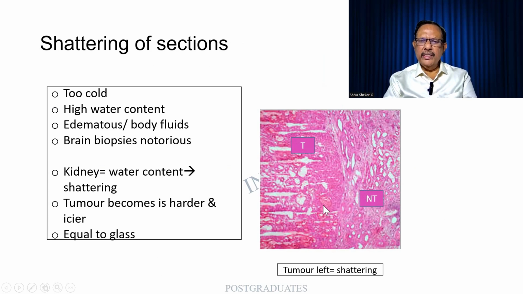Shattering of the sections. That is exactly what is happening over here. On this side, I am not able to see the details. Here, the renal tubule, etc., is normal. This is a carcinoma. So when it is too cold, the water content, edematous body fluids, and brain biopsy itself is notorious. That is why some people prefer squash preparations. Kidney, for its water content, and the tumor becomes harder and icier. It is almost equal to glass, which cannot be cut.